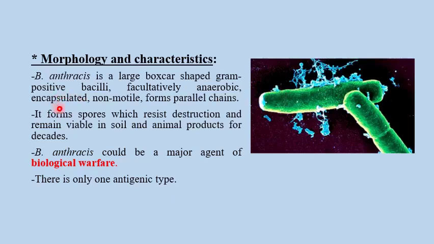It is encapsulated. طب how come it is spore forming and capsulated at the same time؟ إحنا قلنا it's a sporulated bacteria. It is non-motile and forms parallel chain. يبقى الأرينجمنت بتاعتها parallel chain. It forms spores زي ما بقول. How can it be encapsulated and form spores at the same time?